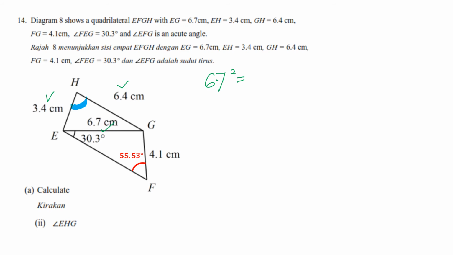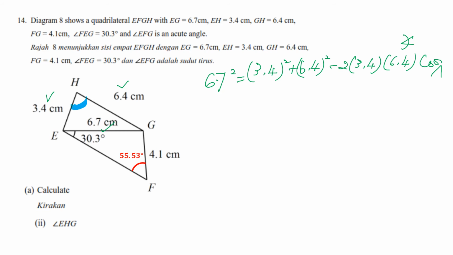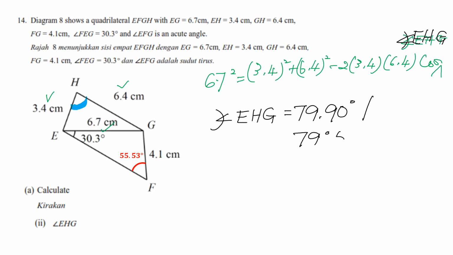6.7 squared equals 3.4 squared plus 6.4 squared minus 2 times 3.4 times 6.4, then cos angle, because I have no space, right here, cos angle EHG. The angle is here, EHG. By rearranging the formula in the proper manner, you shall get your answer as angle EHG equals 79.9 degrees or 79 degrees 54 minutes.